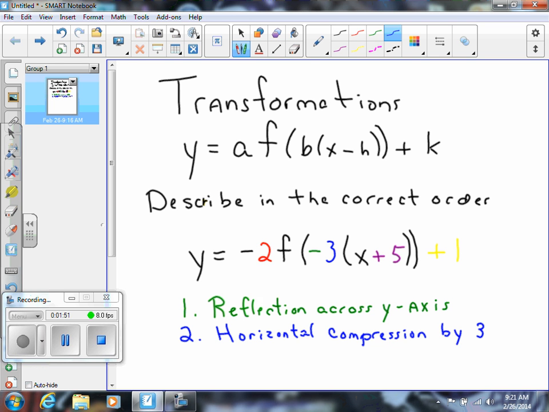The third is we take care of the final horizontal transformation, which is also in brackets next to the x in purple, and that is the +5. And that moves us 5 to the left horizontally. So it's a horizontal translation. Five left.